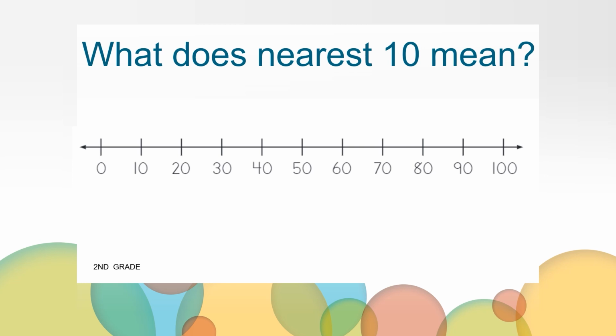0, 10, 20, 30, 40, and so on, up to 100. You can also round numbers to the nearest 10 above 100, still counting by tens. 110, 120, 130, 140. But we're going to focus on rounding 2-digit numbers today. You can practice with 3-digit numbers on your own if you'd like.